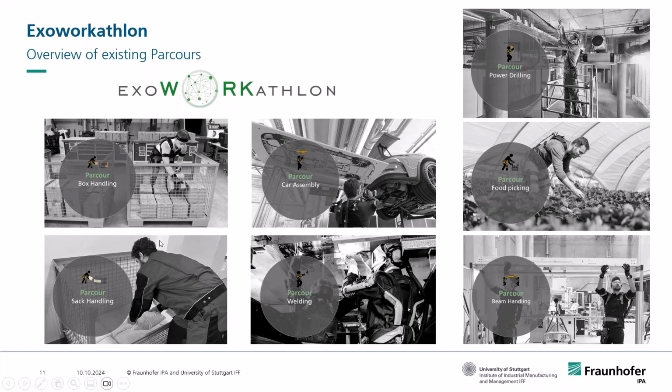like the box handling parcours, very logistics oriented, or sack handling, because we have seen not everybody has boxes. Many companies also handle sacks, and although they have the same weight, there's a big difference in handling boxes and sacks, of course. And the car assembly parcours, welding parcours, we have power drilling, these are all for the upper extremities. We have food picking parcours and beam handling, 2 guys, 1 beam.